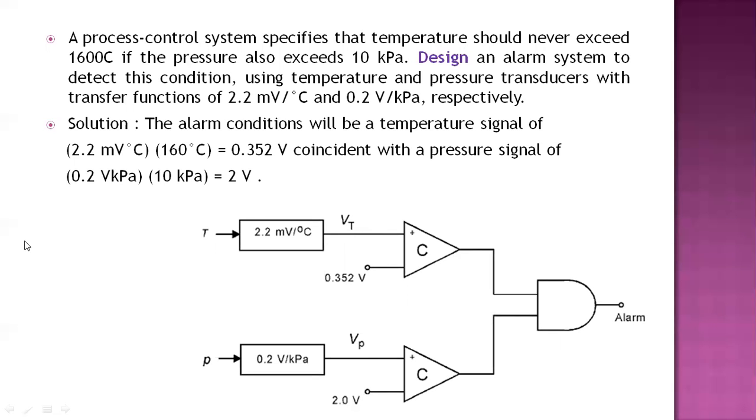So in this way we have seen how analog and digital signal conditioning circuits can be used in process control systems. Some of the examples we have seen over here.